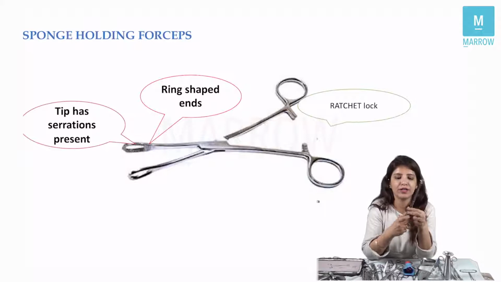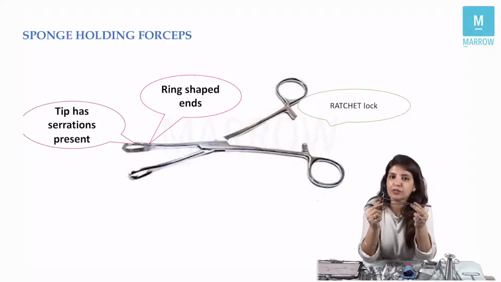This over here is a sponge holding forceps. Now remember, most of the forceps which we are going to study will have a ratchet lock. I am going to tell you only two forceps in which this lock is not there, but I'll come to that later. First of all, most of the forceps will have a lock.